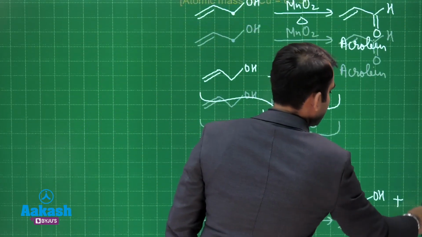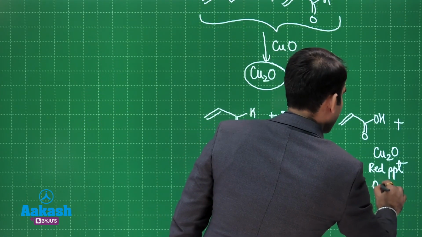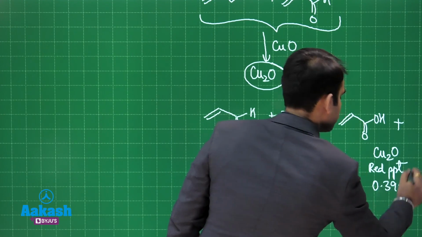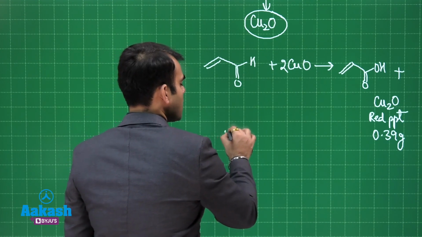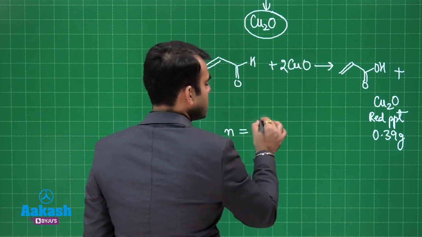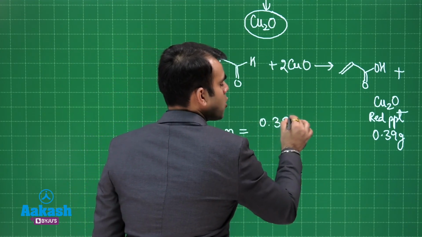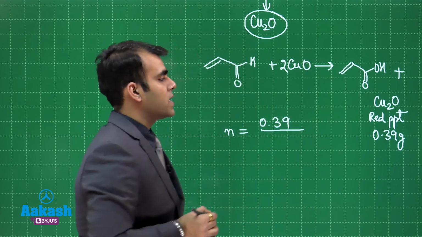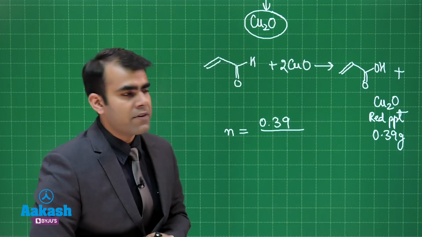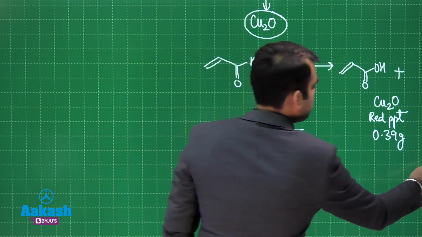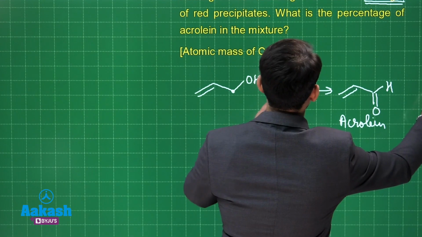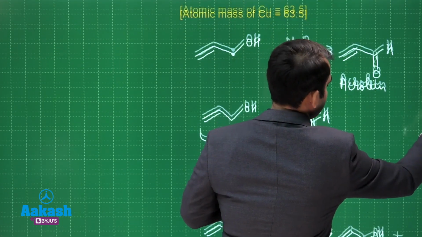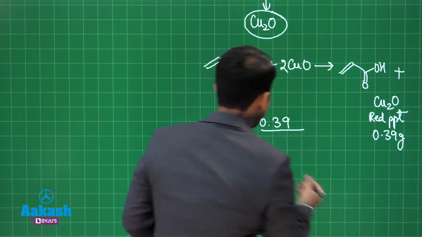Now let's calculate. Now you see from here that the mass of this is 0.39 gram. Now from this I can calculate the moles of Cu2O. The moles of Cu2O is the mass obtained divided by its molar mass. Its molar mass is, mass of copper given is 63.5. So if this is 63.5, double of this plus oxygen, which comes out as 143.